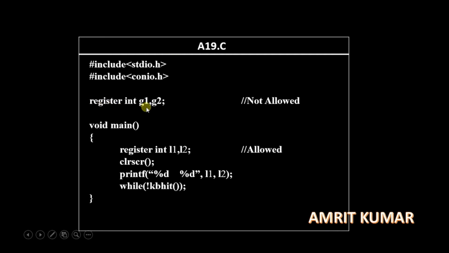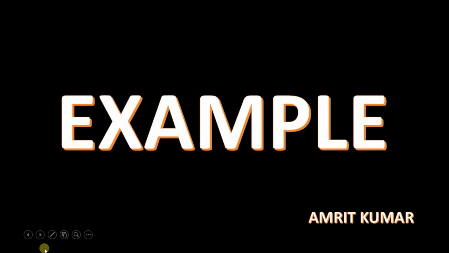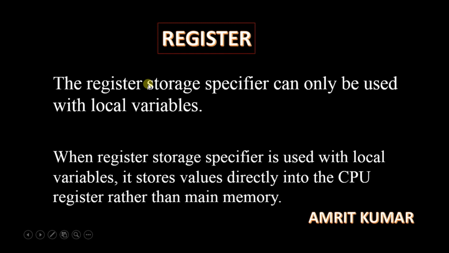After that, I have declared register int G1 and G2. What we have learned is that the register storage specifier can only be used with a local variable, and we know that a local variable should be within open and close curly braces. Therefore, the register storage specifier can only be used within open and close curly braces.